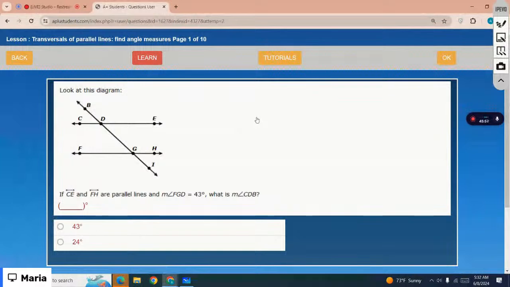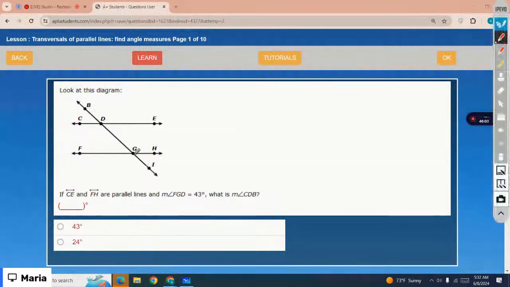Okay, look at this diagram. If CE and FH are parallel, angle FGD is 43 degrees, right? Then angle CDB equals, they are the alternate interior angles. They measure the same. The correct option is 43 degrees. Option number 1 is the correct option.